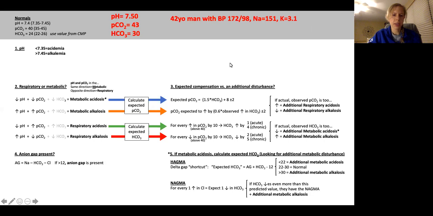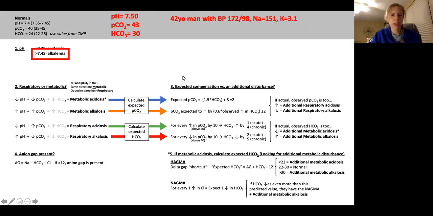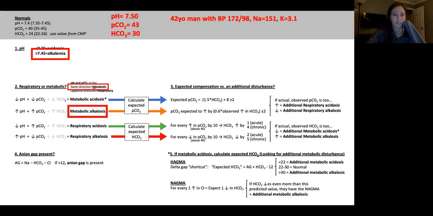Looks pretty alkalemic to me. Yep. So we're alkalemic, and then pH and PCO2 go in the same direction. So which one will that make this? Looks like a metabolic alkalosis. Yep, exactly. So same direction, it's going to be metabolic, so therefore it's a metabolic alkalosis.